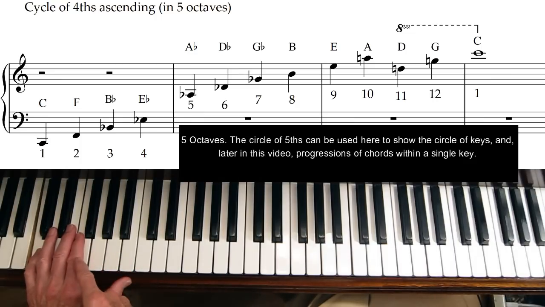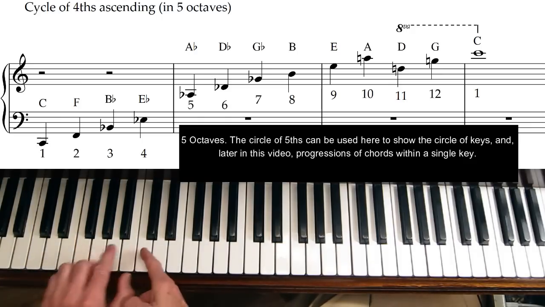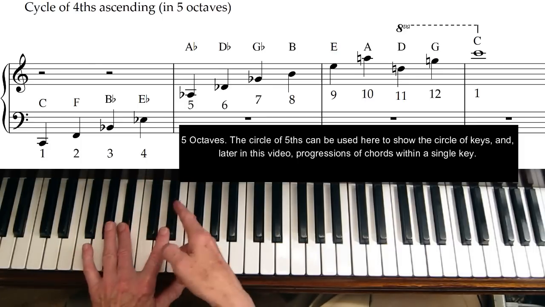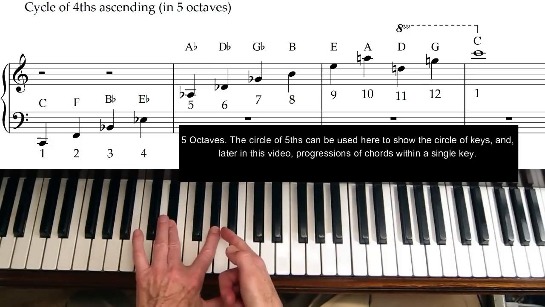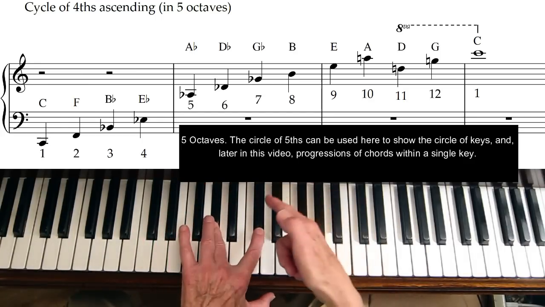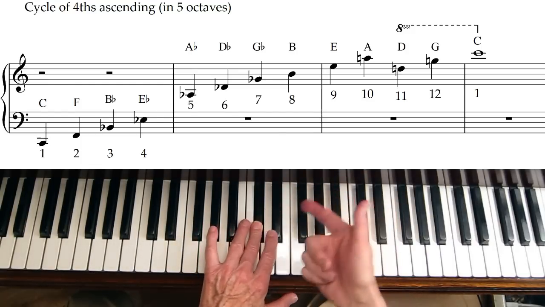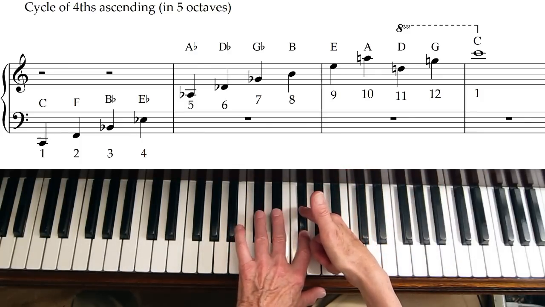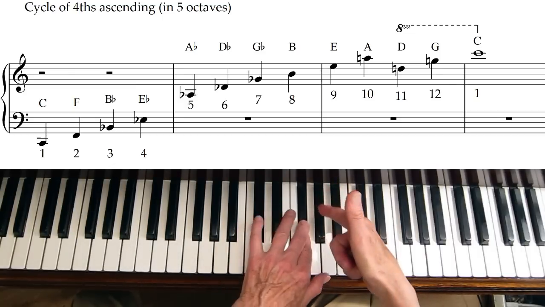Starting on C, no sharps or flats, add 1 flat, up a 4th, F. F resolves to B flat, which is 2 flats. B flat 7 resolves to E flat, which is 3 flats. E flat moves to A flat, which is 4 flats. A flat moves to D flat, which is 5 flats, or you can call it C sharp, 5 sharps. Resolves to G flat, which is 6 flats, or if it's F sharp, it's 6 sharps.